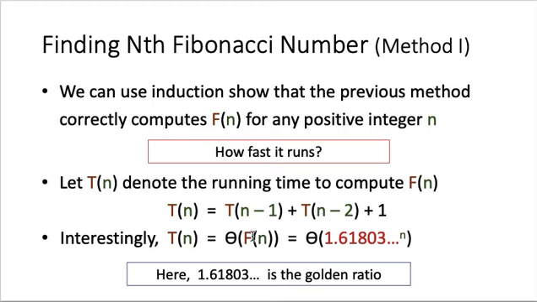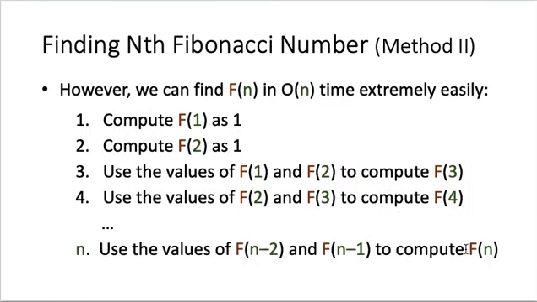But f of n is a function that grows exponentially with the base of the golden ratio 1.618. So f of n is roughly of the order of 1.618 to the power n. That means that if we use this recursive algorithm to compute f of n, then the running time is exponential. However, we can find that there is a better way to compute fn. We can actually compute f of n in linear time.